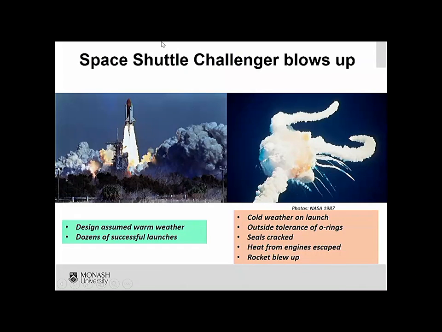So it shows you that. When NASA was building this rocket, they built lots and lots of models about how it worked. They'd done lots and lots of tests, but they presumably never simulated very cold weather on launch because it was never expected. But then they should have thought about that before launching on that particular day.